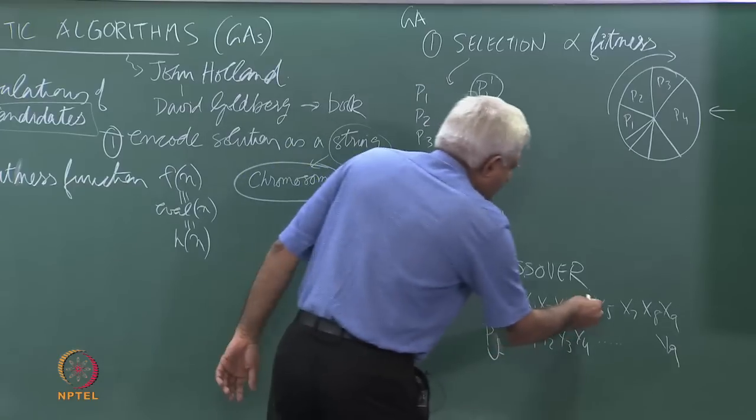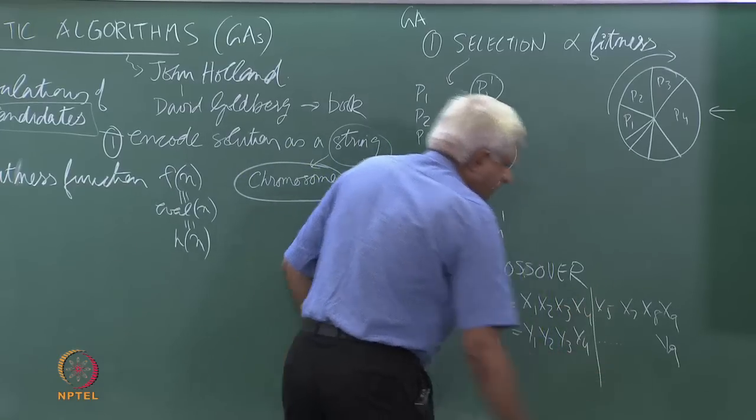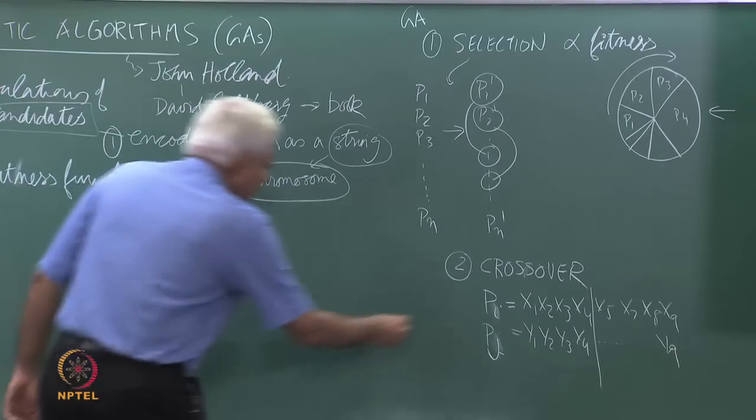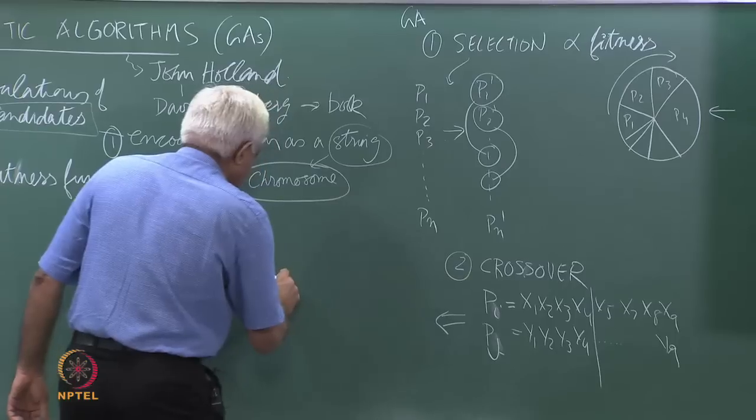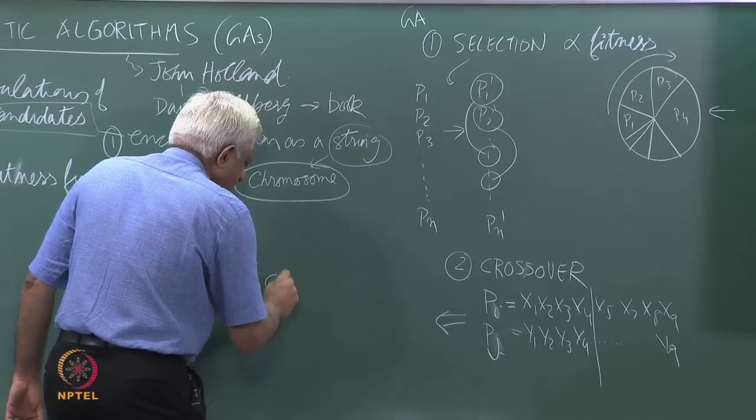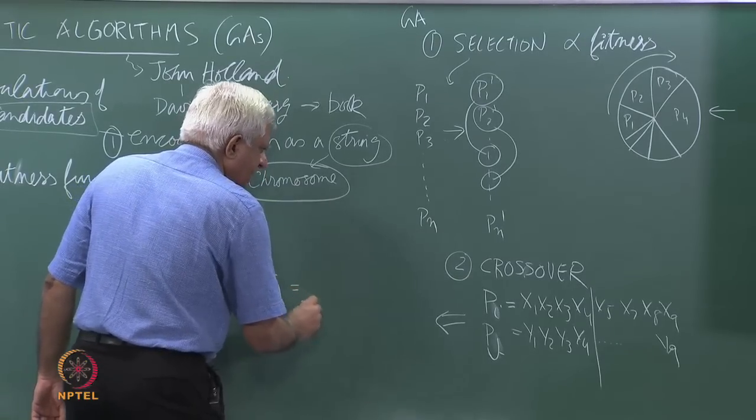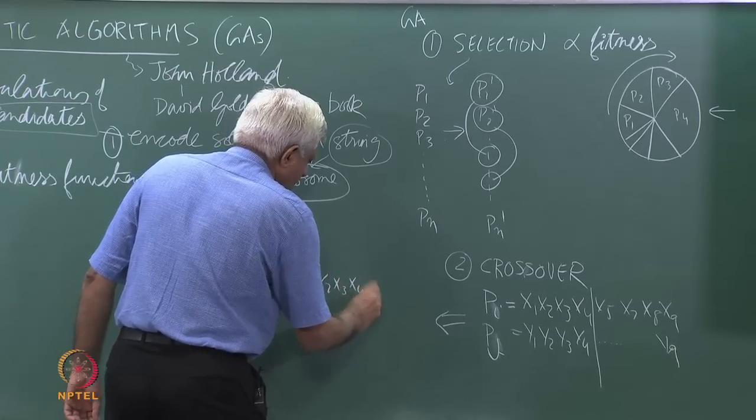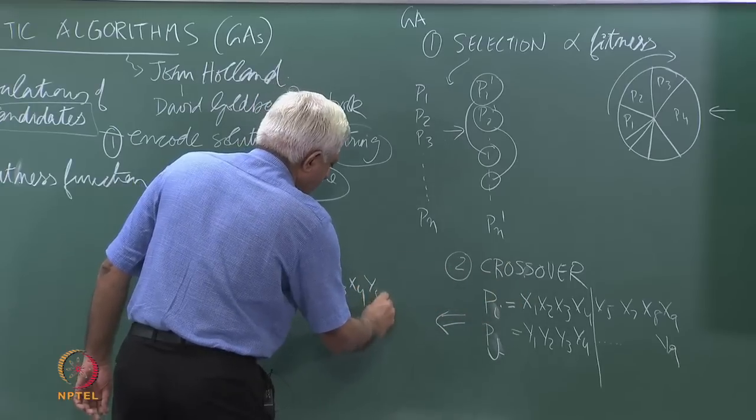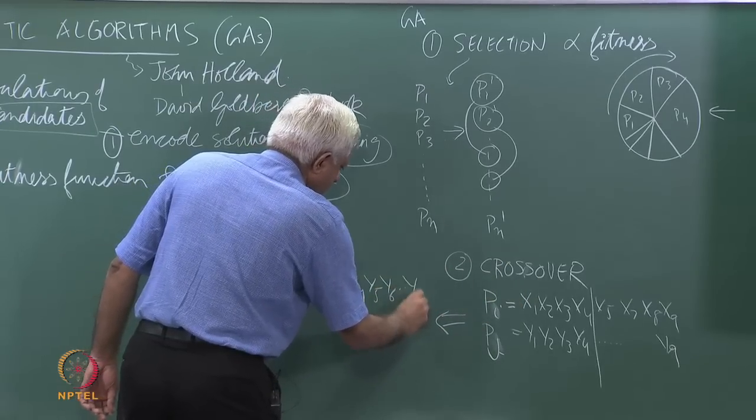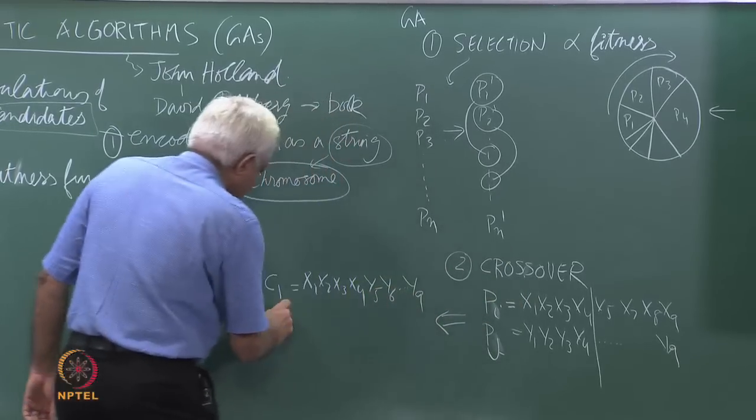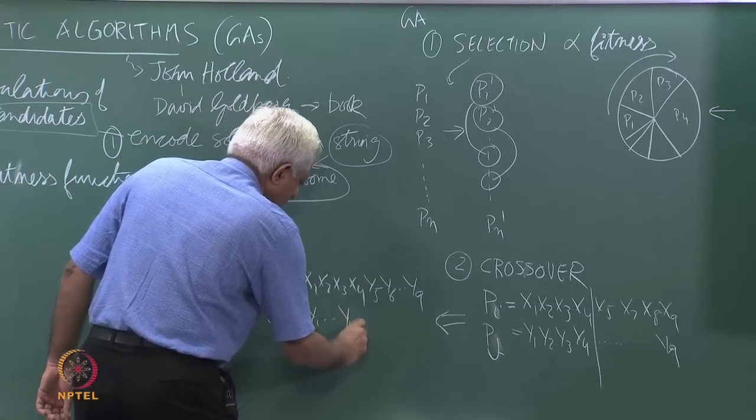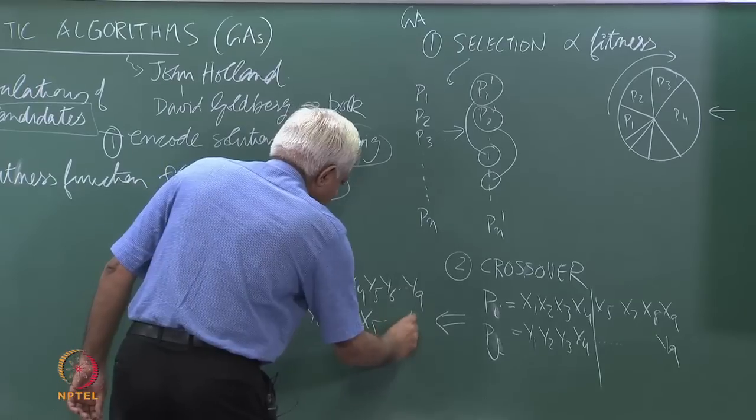So, one way of doing it is to just draw a line somewhere and generate new children. So, C1 is equal to, we take x1, x2, x3, x4 from here and then y5, y6, y7, y8, y9 from this. The other child gets the other genes. So, this will get y1 to y4 and x5 to x9.